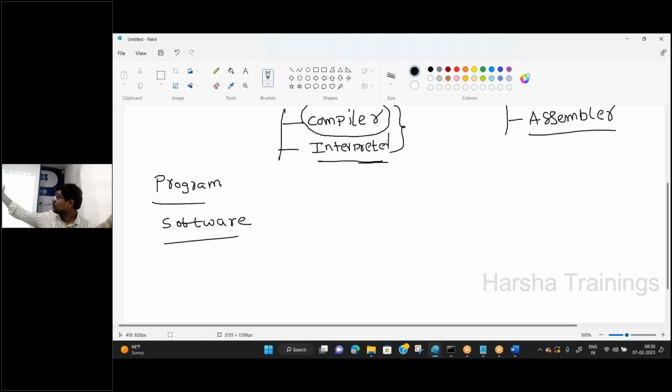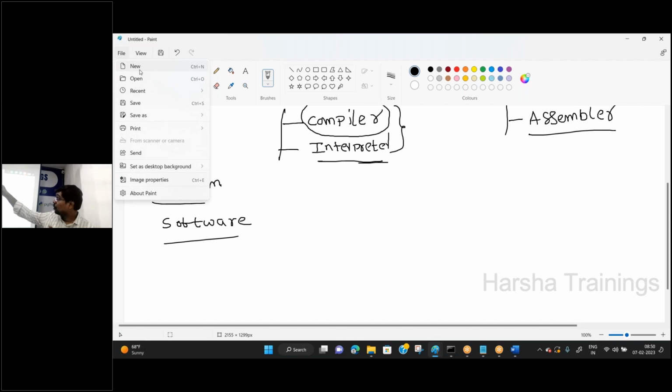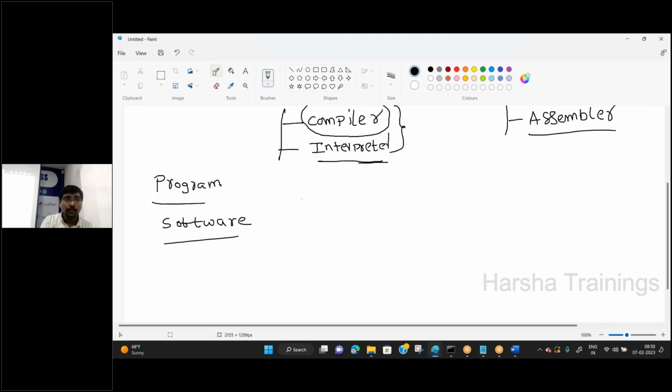For example, suppose Paint is visible to you. Here, how many programs? Suppose 5. For new, a program is created. For open, a program is created. For save, a program is created. You got my point? For pen, a program is created. For eraser, a program is created. All these programs are combined and linked together to do a task. That is called software. Remember, software is a set of programs to do a task.